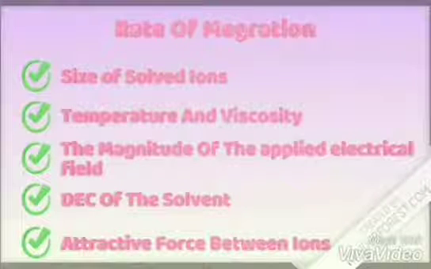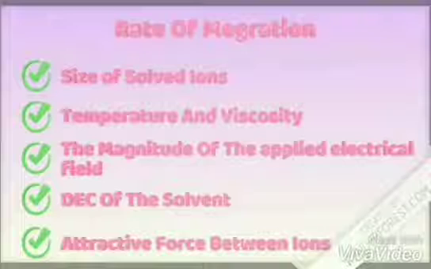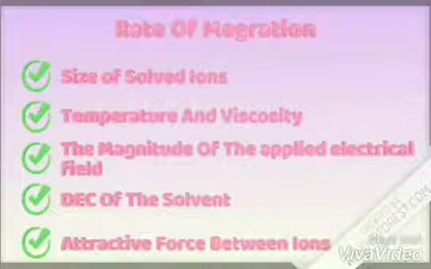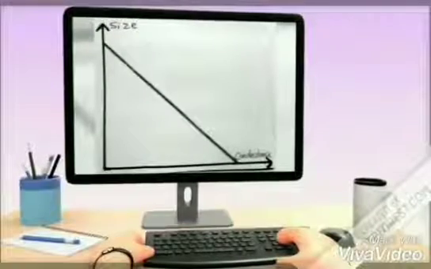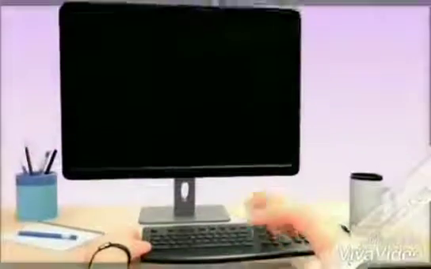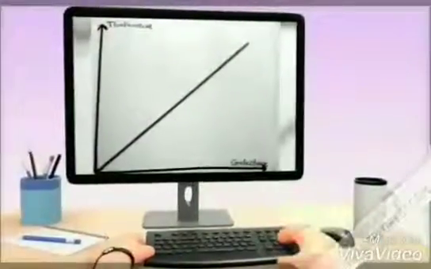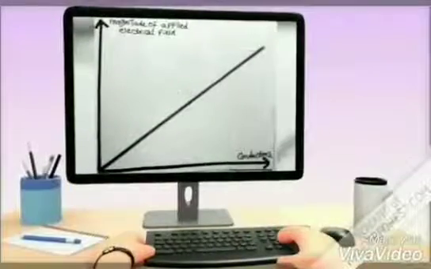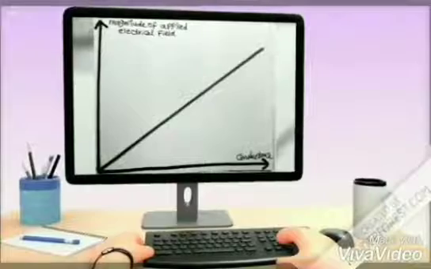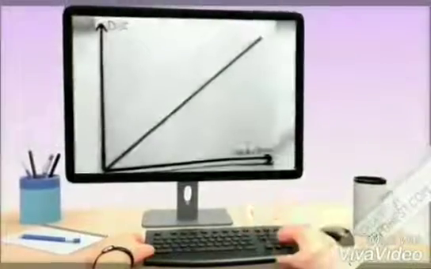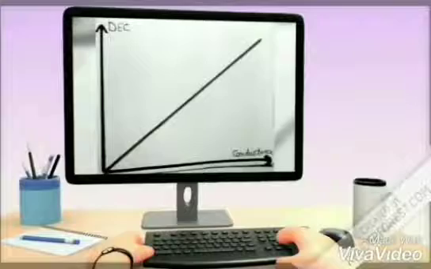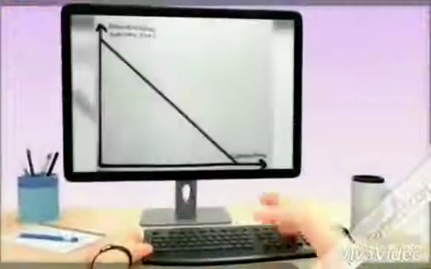Migration is related to 6 things. Increasing the size will decrease the conductance, and increasing the viscosity will decrease the conductance. Increasing the temperature will increase the conductance, and the magnitude of the applied electrical field will increase the conductance. Dielectric constant will increase the conductance. Attraction force between ions will decrease and conductance will increase.